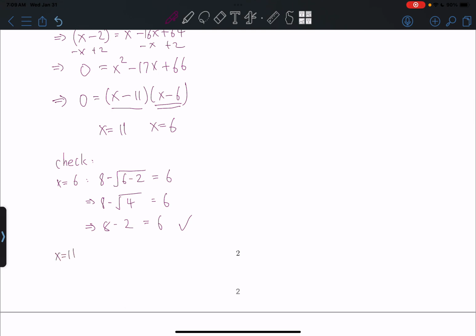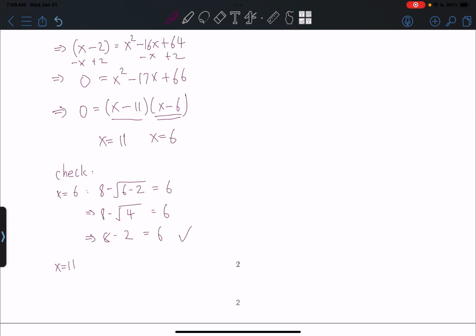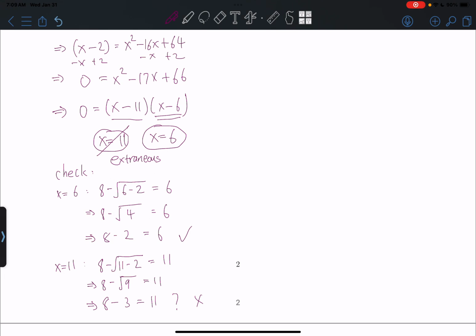Let's check for 11. We're going to get 8 minus square root of 11 minus 2 equals 11. But then that's just 8 minus square root of 9 equals 11. 8 minus 3 equals 11. Well, clearly that doesn't work. So 11 is an extraneous solution. Therefore, x equals 6 is the only solution for this problem.